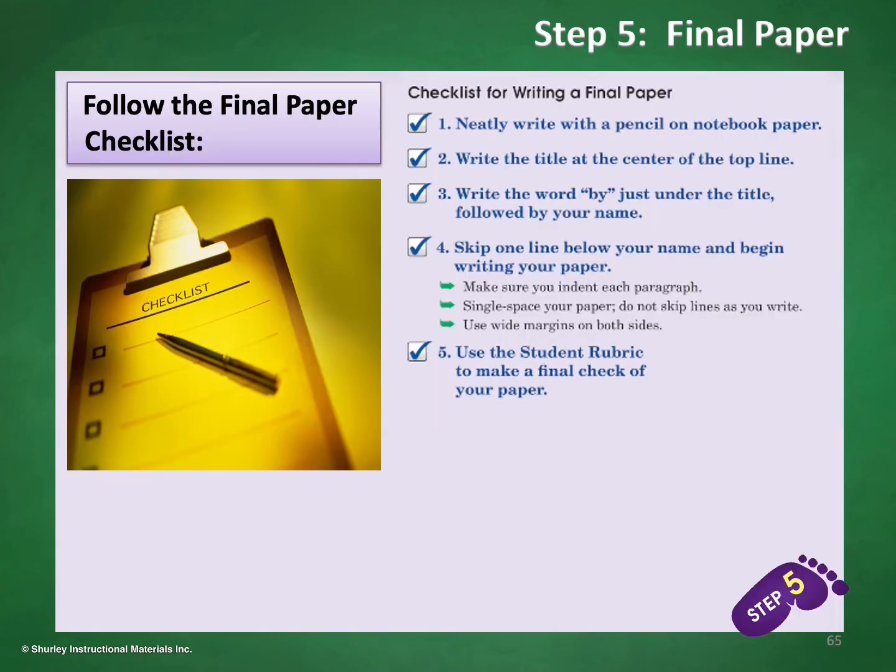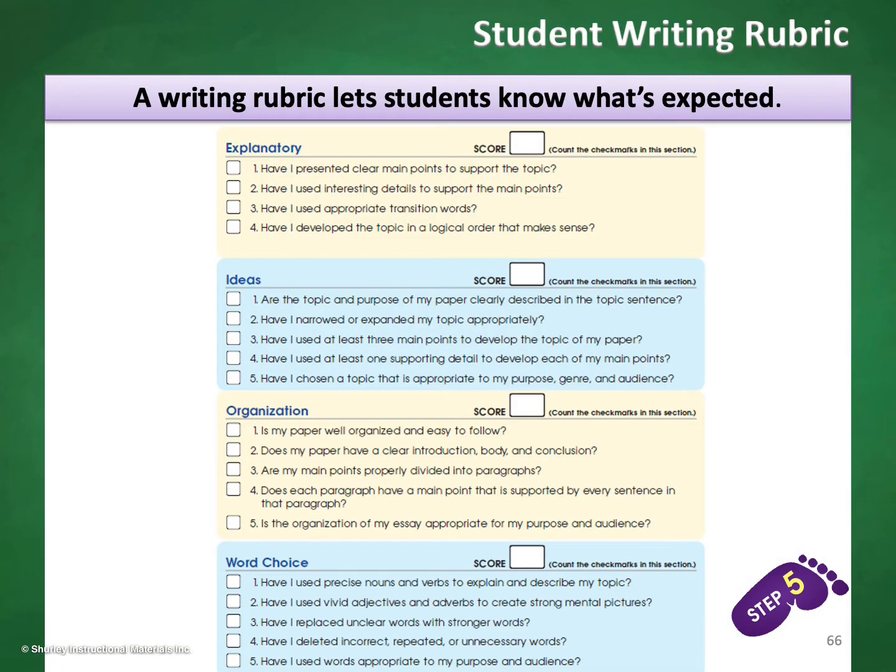Don't forget, students will be provided with a final paper checklist to guide them through the steps for writing their final copy. They will also be given a student writing rubric to help them keep the effective traits of writing in mind as they review their work. The Shurley English curriculum includes student writing rubrics for each type of writing.